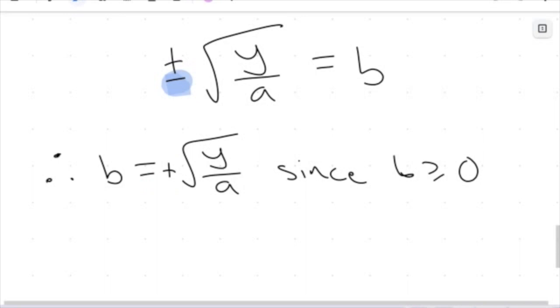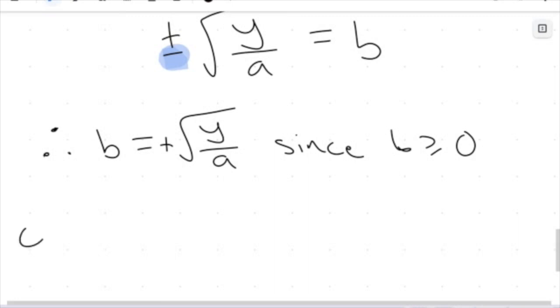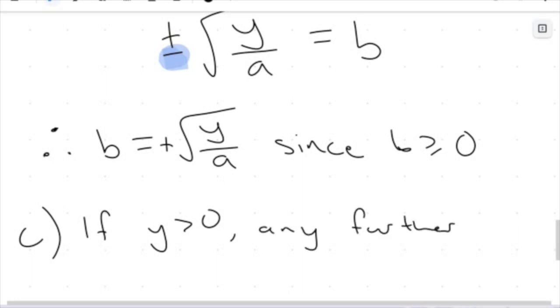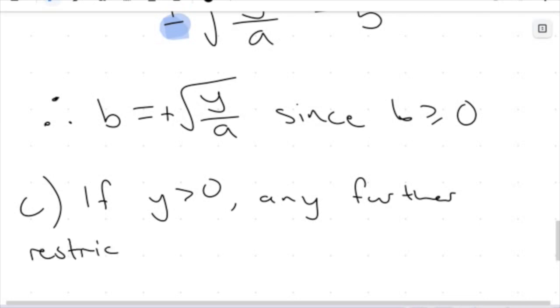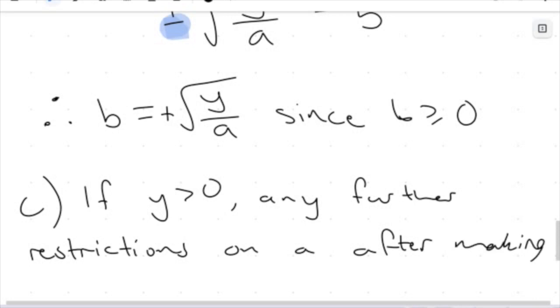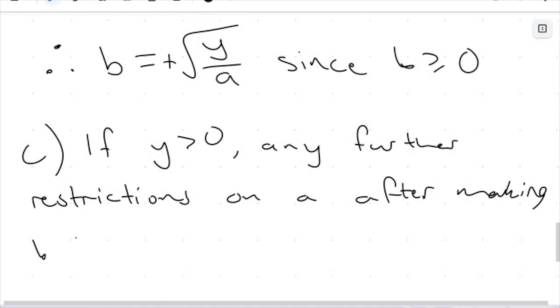Okay, so let's look at one more example from this particular equation. Now it's just going to take me a second to write this out, but we're going to ask ourselves, if y is greater than 0, are there any further restrictions on a after making b the subject? And if this is so, we want to explain why.